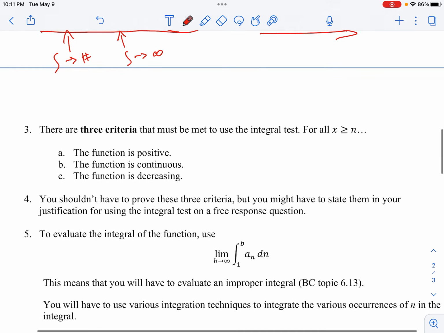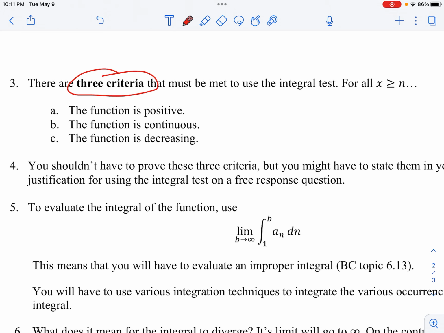Here's the first thing that's not so simple. In order to even use the integral test, you have to meet 3 criteria. For all x in our function that are greater than the term we're on, the function has to be positive. Okay, so it can't have a negative function. The function has to be continuous, which is pretty much about everything in calculus, right? And then this is the weird one. The function has to be decreasing, meaning that every time we add a new term, a sub n+1 has to be less than or equal to a sub n. The next term has to be decreasing, or really we should say non-increasing. It can be equal.